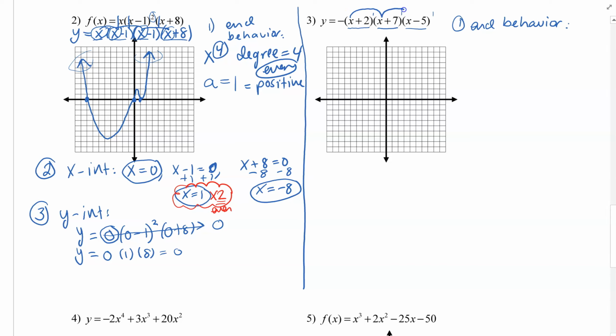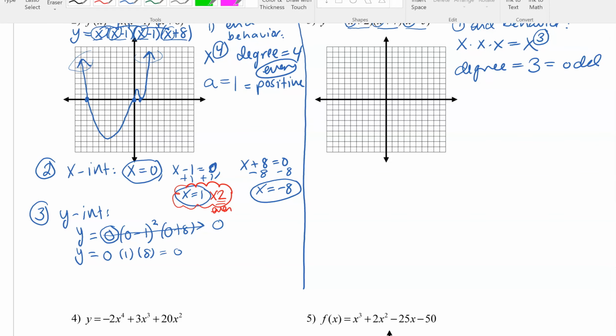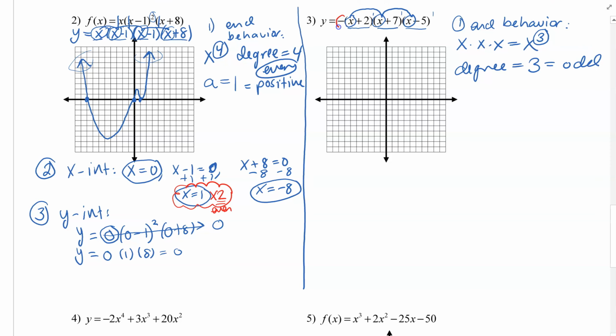at some point I'd have to do x times x times x. Each of these x's would get multiplied to each other, causing there to be a term with x to the third, and that would be the most x's at one time, so this will be our highest exponent. So the degree for this is 3, which is odd. The other thing that I notice is that this time there is a coefficient in front of these factors, and that coefficient is -1. So my a value is -1, which is negative.